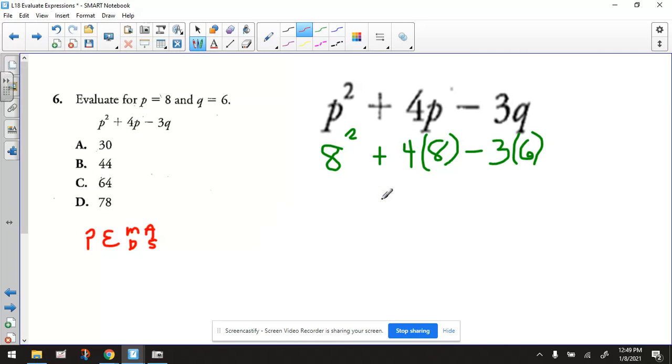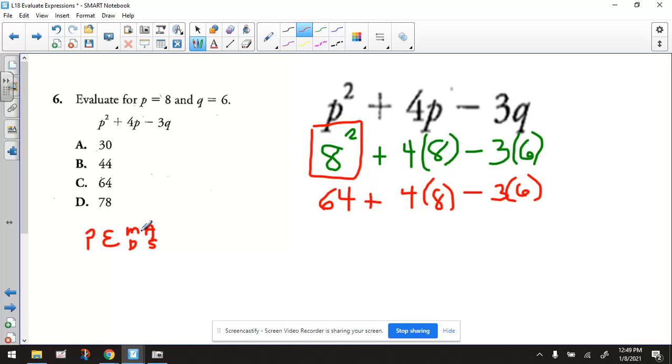But we do have an exponent. We have that right here. We're going to go ahead and square 8. 8 as a factor twice, or 8 times 8. It's not 16, it's 64. And then we're going to write everything that's left. Plus 4 times 8. Minus 3 times 6.